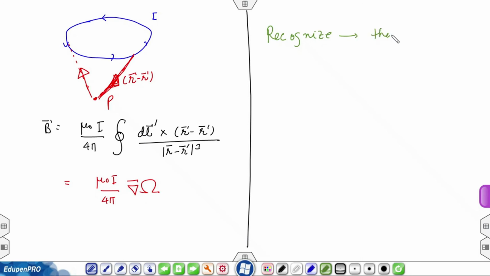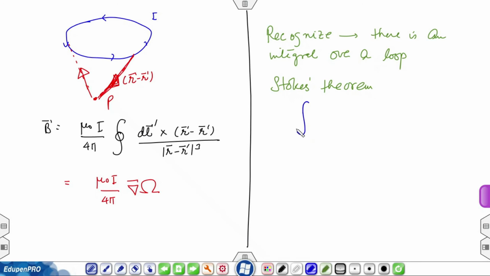that there is an integral over a loop, and whenever there is an integral over a loop, I have Stokes' theorem that says integration over a loop d l prime dot some vector V of r prime is equal to the integral of the curl of this vector, let us write this as curl of V of r prime, dot d s prime. Right.